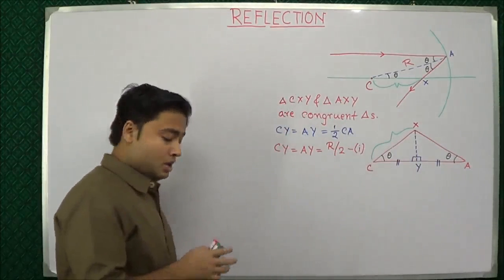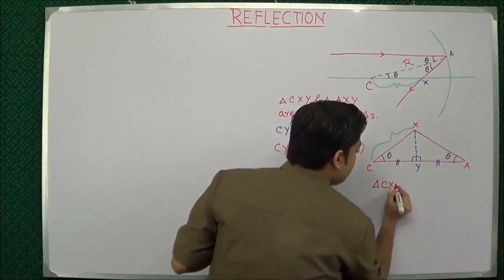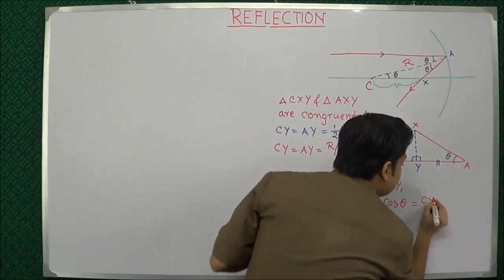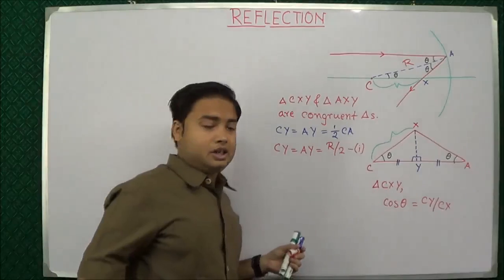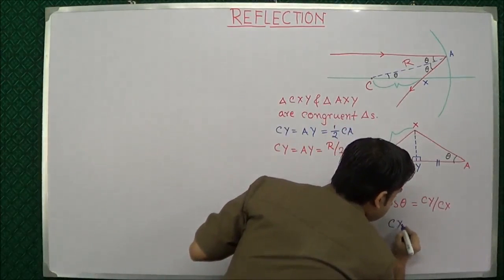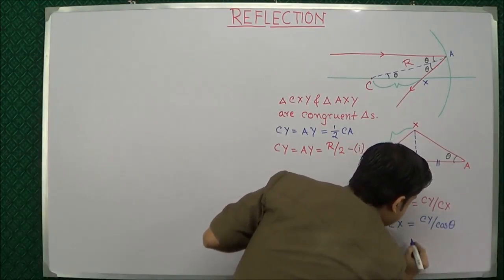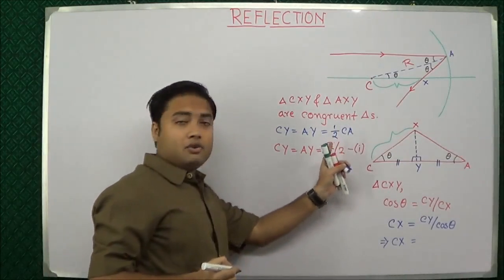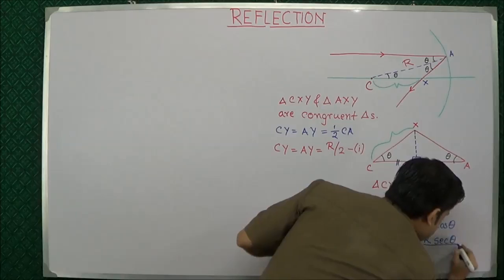So we will take the help of trigonometry now. In triangle CXY, the cos value of theta will simply be equal to CY divided by CX. Since we are interested in finding the value of CX, CX will be equal to CY divided by cos theta. In other words, CX is equal to R divided by 2 times sec theta, so this will be R sec theta divided by 2.